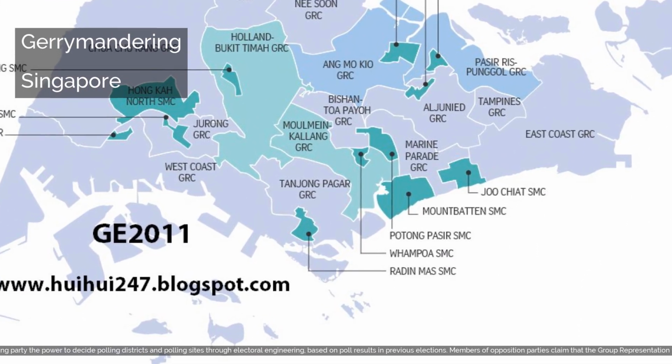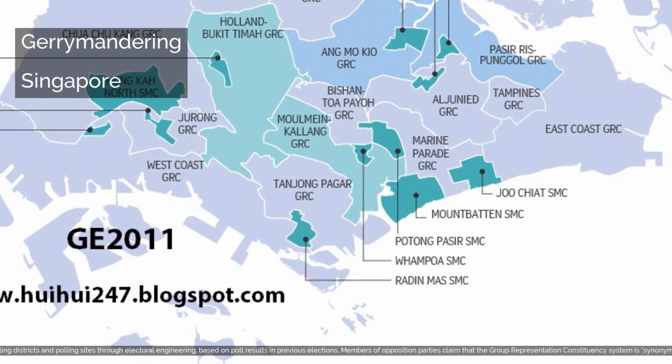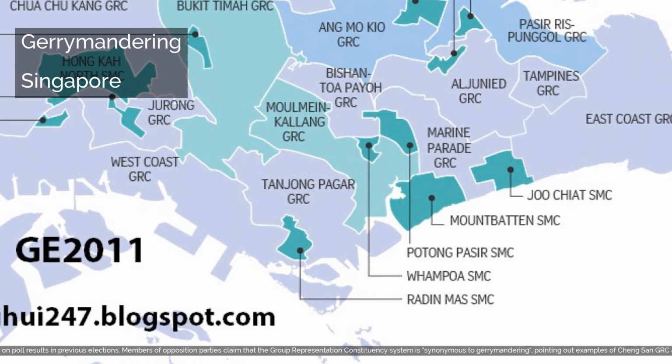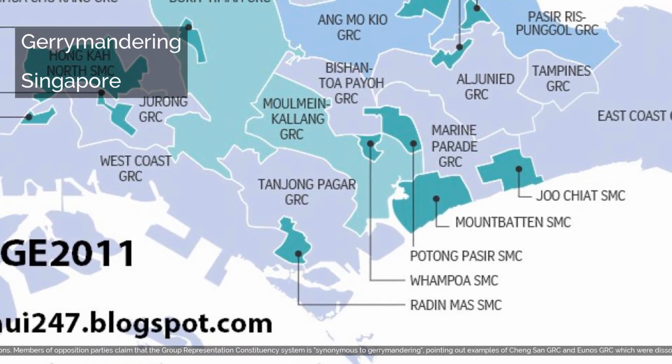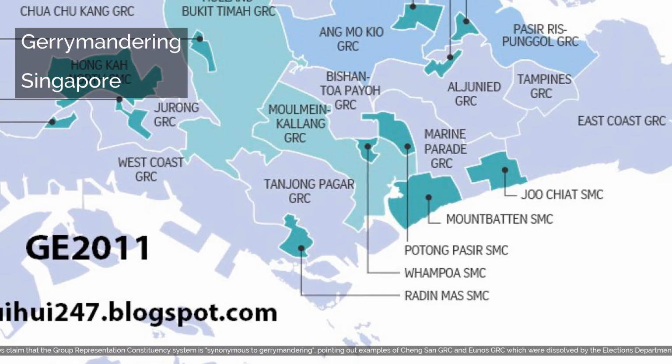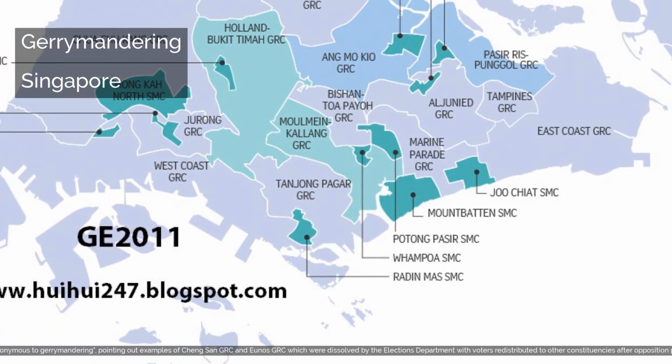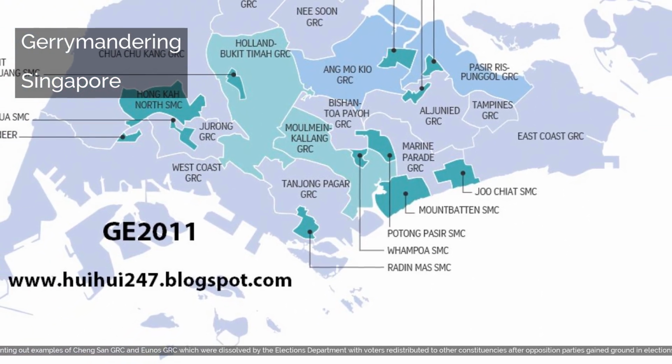Members of opposition parties claim that the group representation constituency system is synonymous with gerrymandering, pointing out examples of Chong Boon GRC and Eunos GRC, which were dissolved by the Elections Department with voters redistributed to other constituencies after opposition parties gained ground in elections.